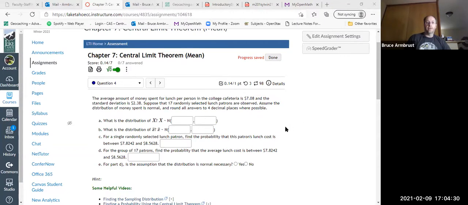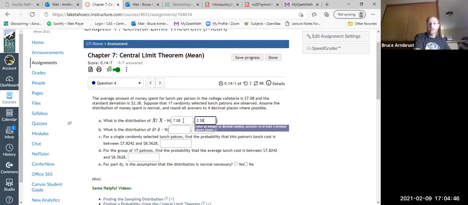All right, so Allie just put 7.08 and 2.38. And that is exactly right. Those are going to be our values because those were the values for the random variable itself, right? This has nothing to do with the means or anything. That's just the sample means. This is just the mean and standard deviation of the population, of the distribution itself. Okay, good. So that'll be our first row here.